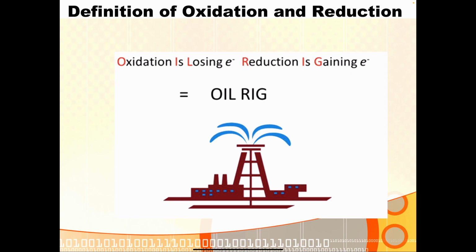OIL stands for oxidation is losing. So what is oxidation? Loss of electrons. RIG means reduction is gaining. So gain of electron is reduction. Now, oxidation number.